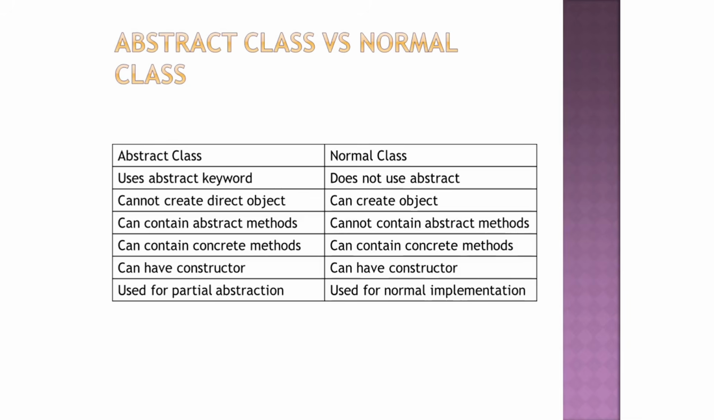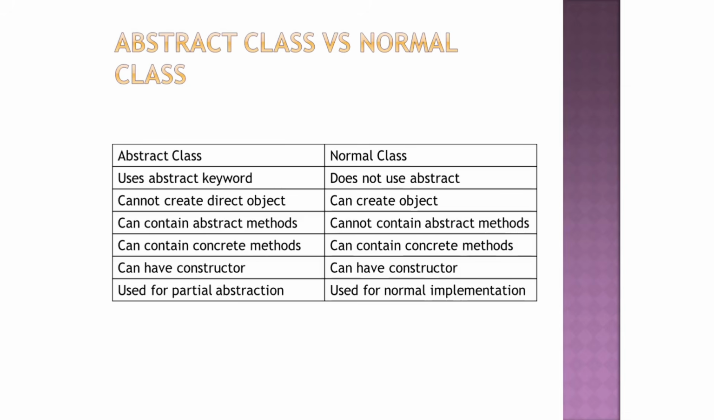The final difference is the purpose. An abstract class is generally used for partial abstraction. It allows us to define some functionalities while leaving certain methods for child classes to implement. A normal class is generally used for normal or complete implementation. So if you want to remember this comparison quickly, abstract class: abstract keyword, no direct object creation, abstract methods possible, partial abstraction. Normal class: no abstract keyword, object can be created, complete implementation. This comparison is also useful for Java exams and interviews.